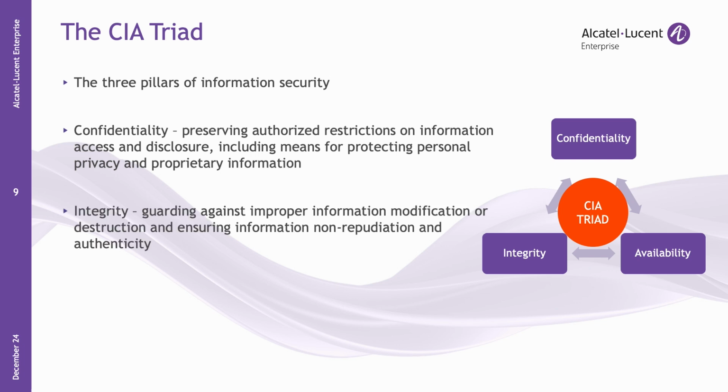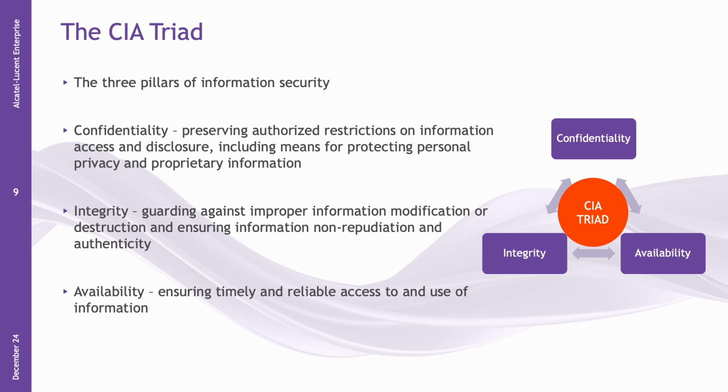A second pillar is integrity, which deals with ensuring that data was not altered or destroyed, and ensuring accuracy, consistency, and trustworthiness of your data. Examples of protection measures include using hashing and digital signatures. The last pillar is availability, which is to ensure that your data, information, or systems are accessible and available when needed by authorized users. Protection measures include providing redundancies, continuous monitoring, and having regular backups.